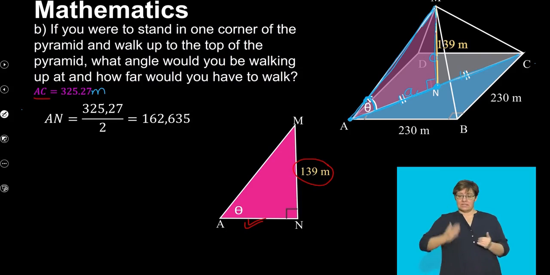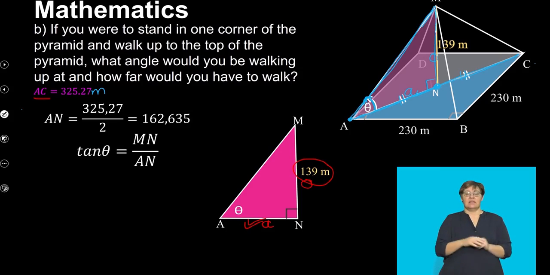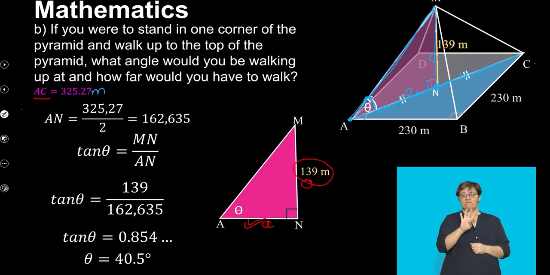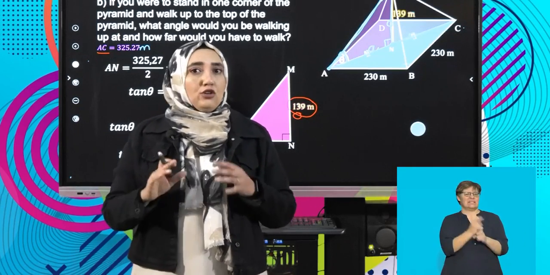Now, because we have both sides, we have an opposite side and the adjacent side, we said we're going to use a tangent function. So tan of theta is equal to MN over AN, and we're just going to plonk those values in there that we found. So 139 over the adjacent that we found. And using the second function tan inverse on our answer, we're going to end up with our angle theta being roughly equal to 40.5 degrees. So these calculations should be quite easy. Okay, so as you can see, the calculations themselves are not very difficult.